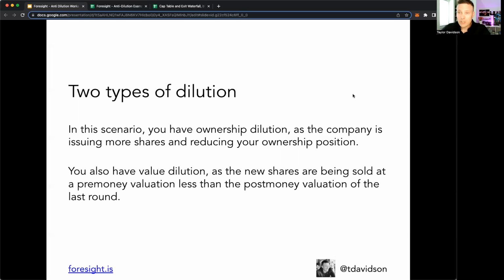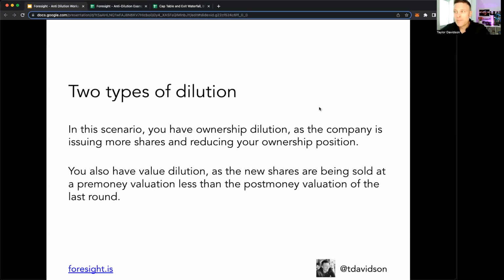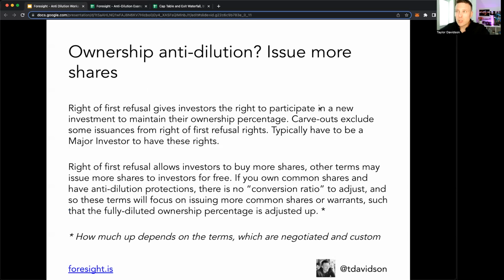You have value dilution because the new shares are being sold at an 8 million pre-money valuation, whereas before they were sold at a 10 million pre-money valuation, right? So you have two types of dilution here. So the normal cure for ownership dilution, that reduction in ownership percentage, is that you issue new shares.